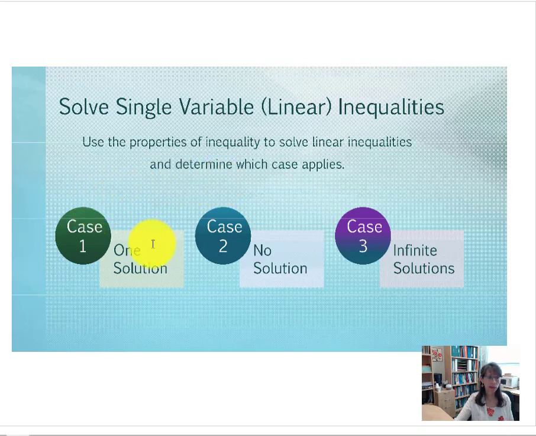In case 1, we have one solution, and what that really means for inequalities is we have a range of solutions. In case 2, there will be no solution. That means there's no real number possible for x to equal to make a true statement. And finally, in case 3, there could be an infinite number of solutions.